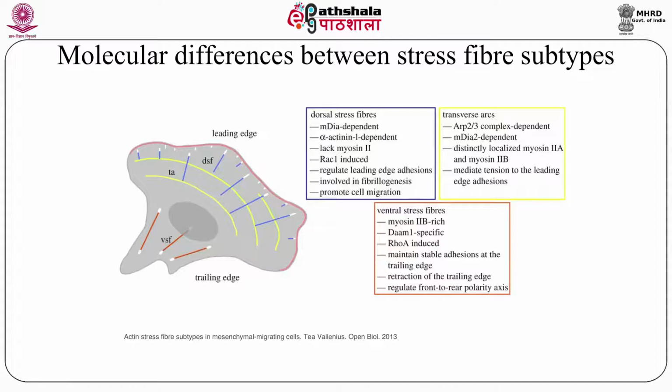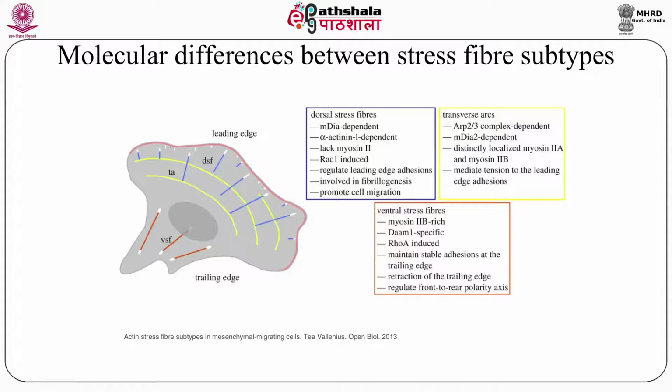Coming to the transverse arcs, which are not attached to focal adhesions on any end. They are ARP2/3 complex dependent, mDia2 dependent, and distinctly localize myosin 2A and myosin 2B. These transverse arcs mediate tension to the leading edge adhesions.